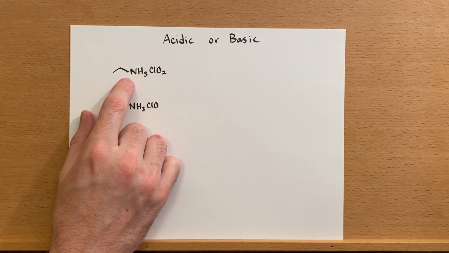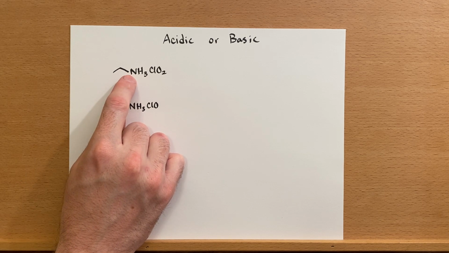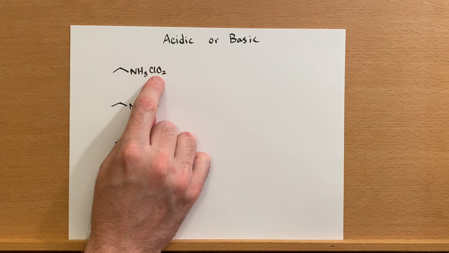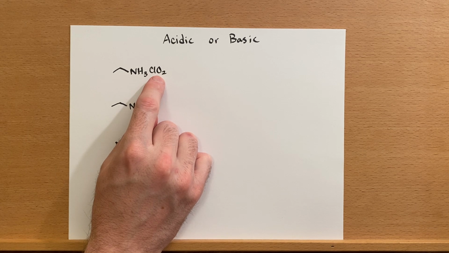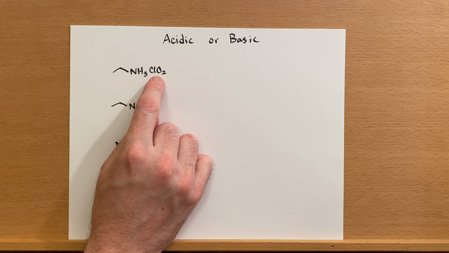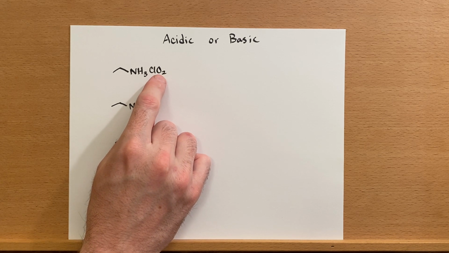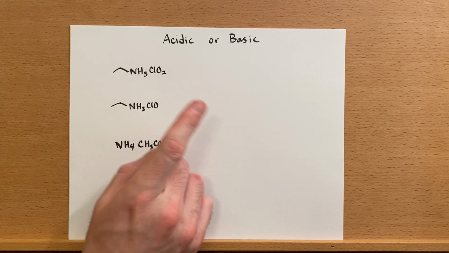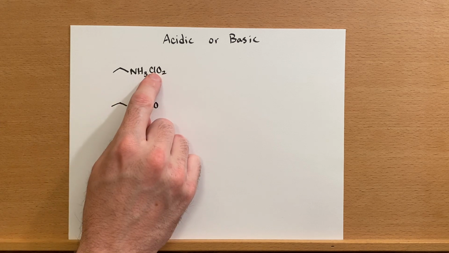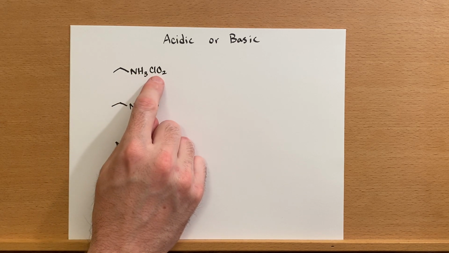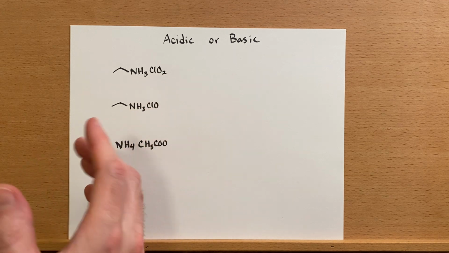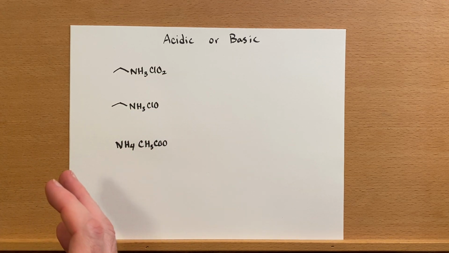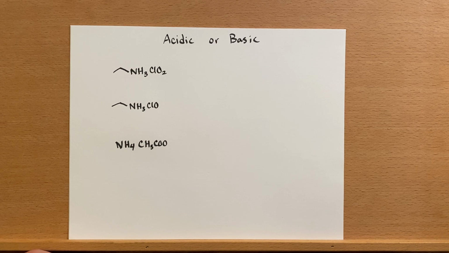This ethyl ammonium is a weak acid, and this chlorite is from chlorous acid, which is a weak acid. So this is a weak base. That's a weak acid, weak base. So is this salt acidic or basic? Well, it's very difficult to tell just by looking at it.